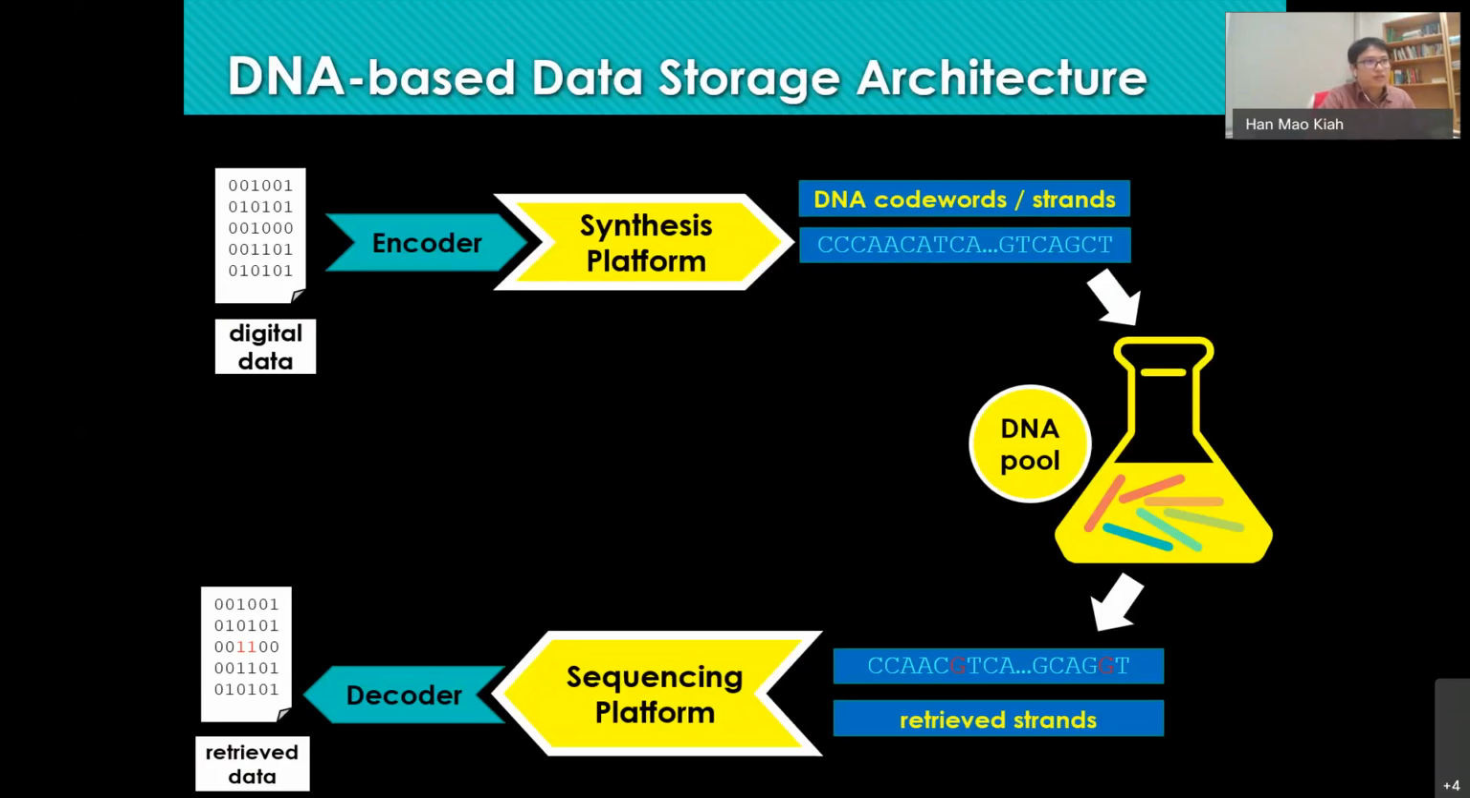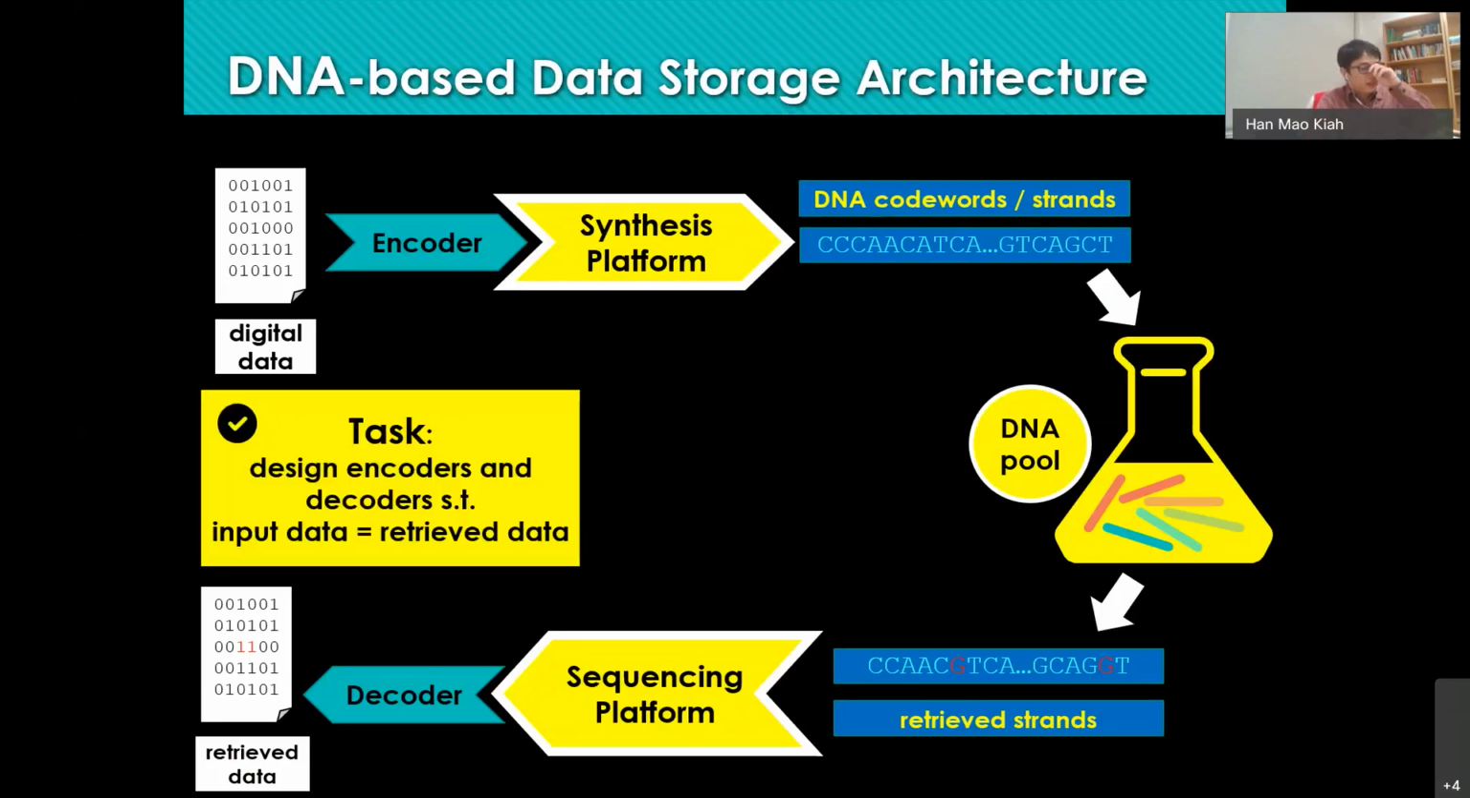Of course, during this process, there might be errors like over here. And as coding theorists, our task is to design encoders and decoders so that the input data is similar to the retrieved data. Now, for those of us who work in data storage, we'll realize that this diagram is the same for any data storage device. What I've done here is essentially to change the nomenclature.